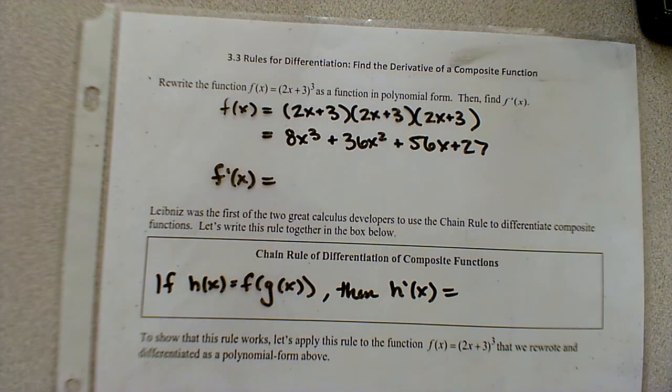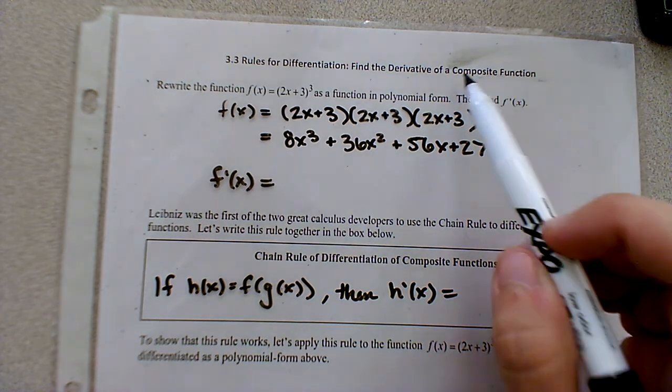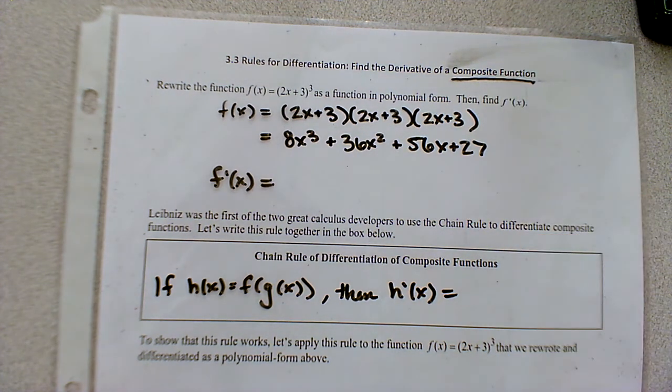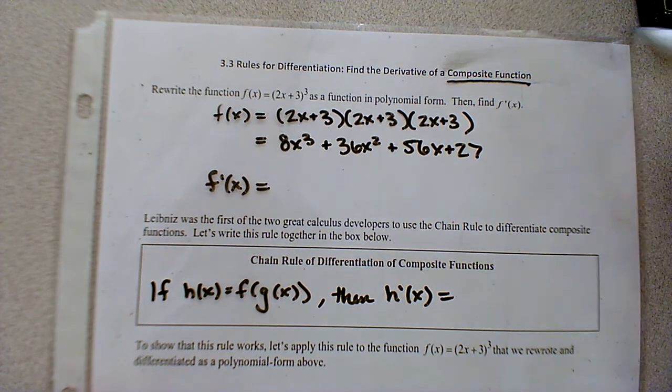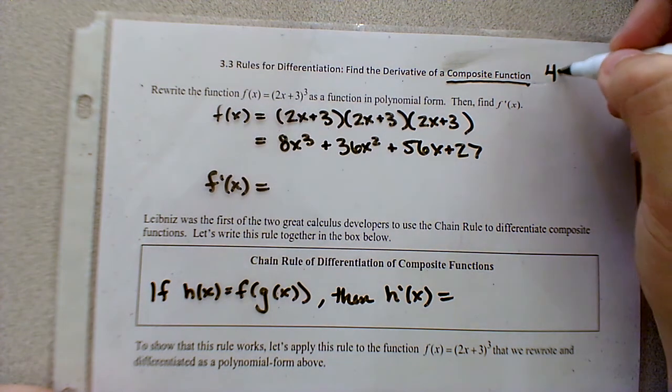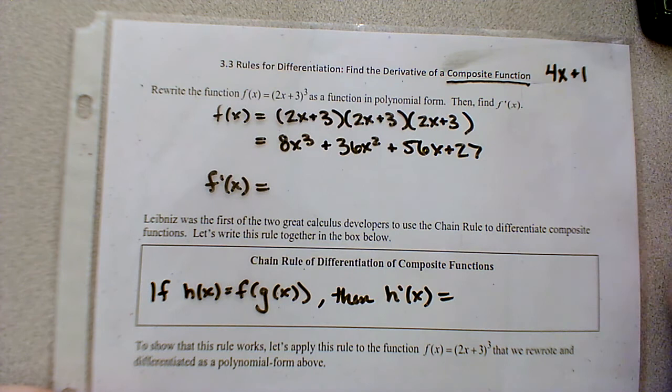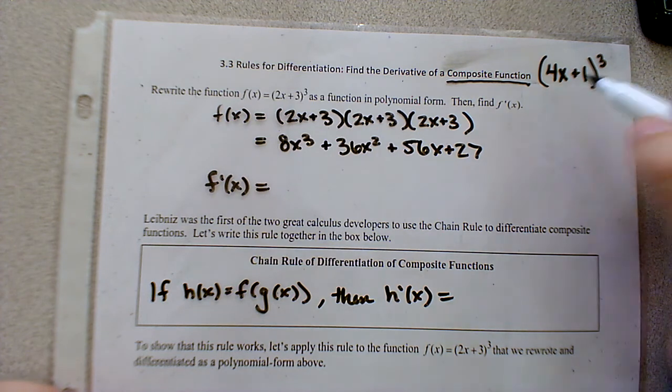So in this section, we're going to take a look at another derivative shortcut called the chain rule, and this is specifically used for when we have composite functions, meaning we have one function inside of another one. So for instance, if I were to start with a basic line like 4x plus 1, and I decided to cube that quantity, this is an example of a composite function because we have inside and outside pieces.